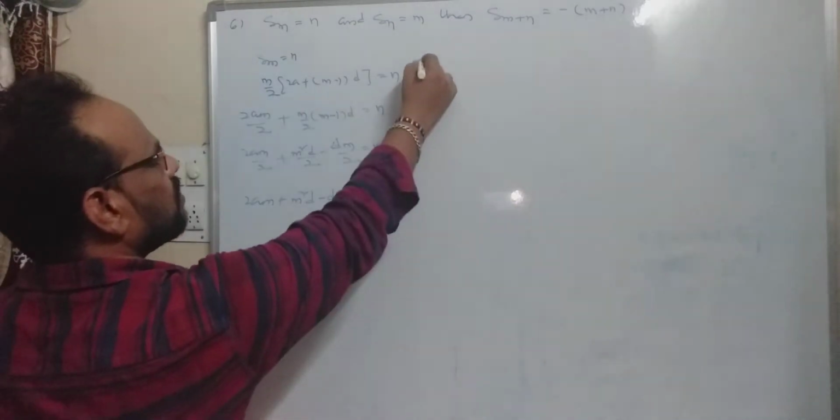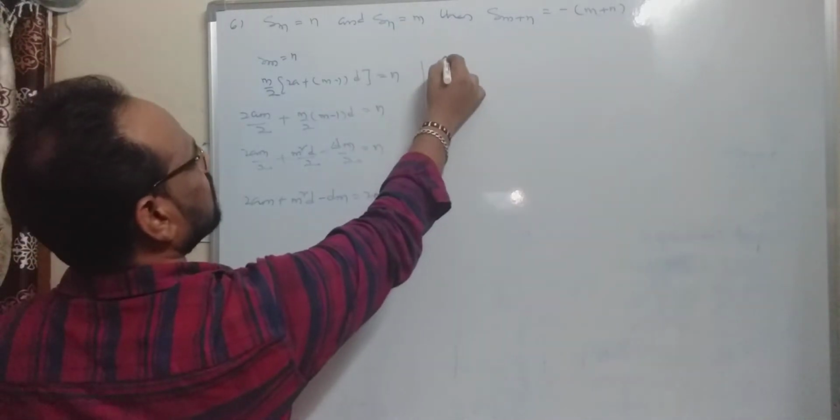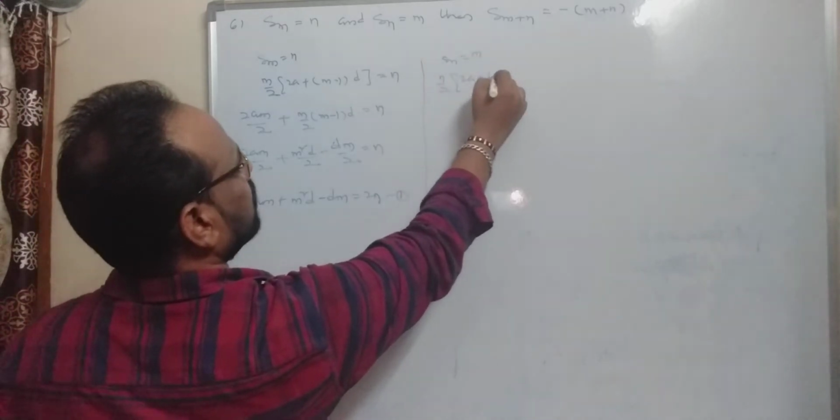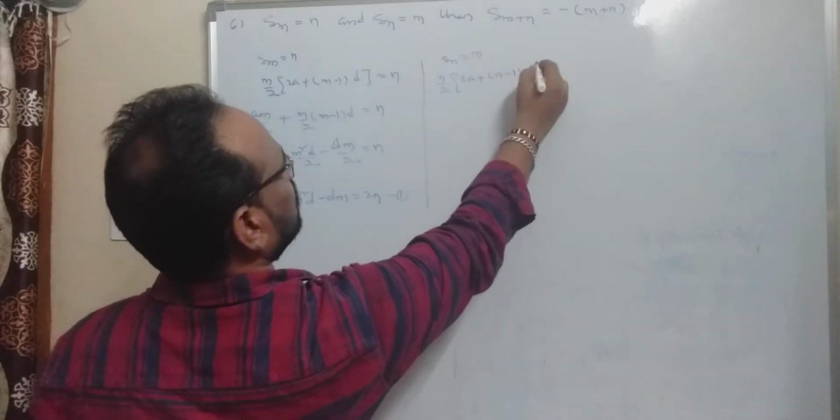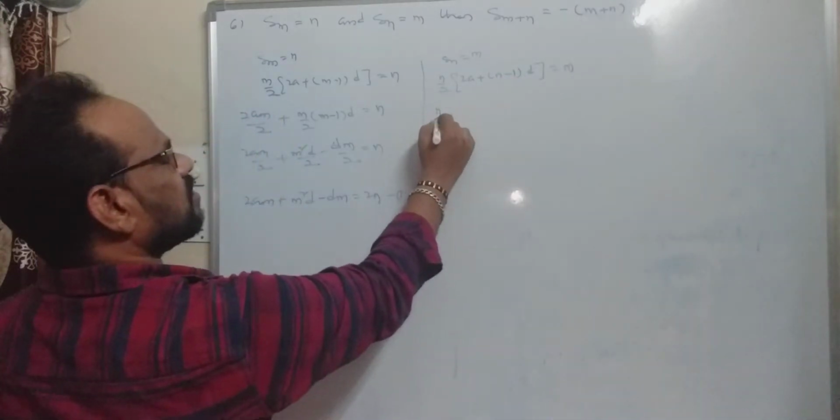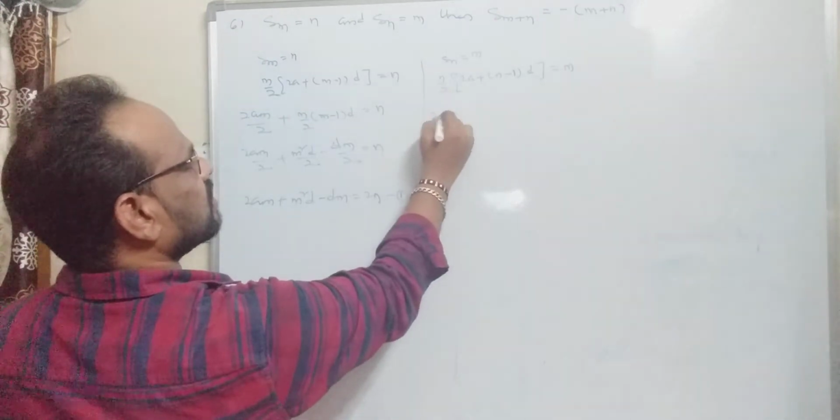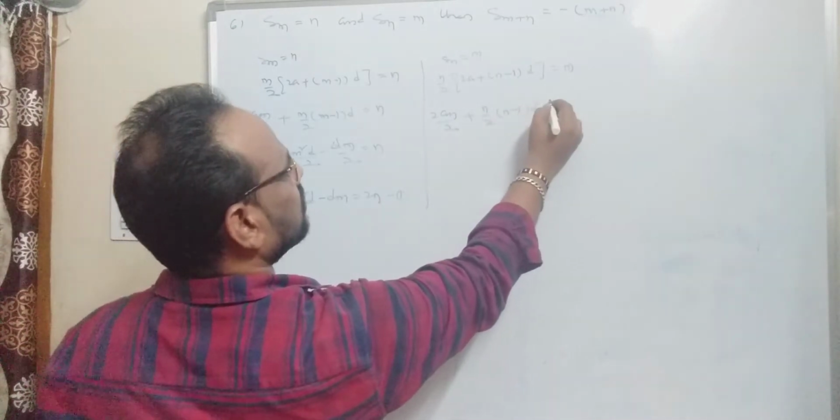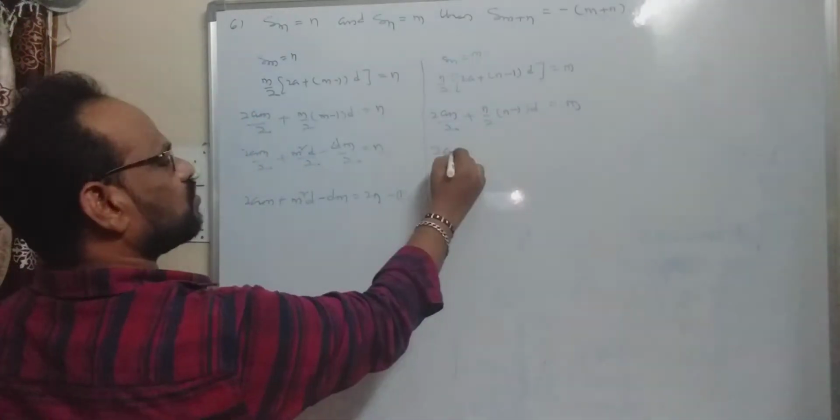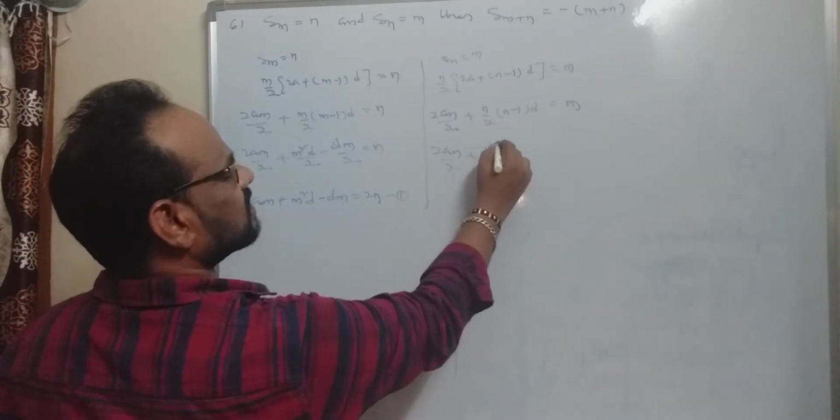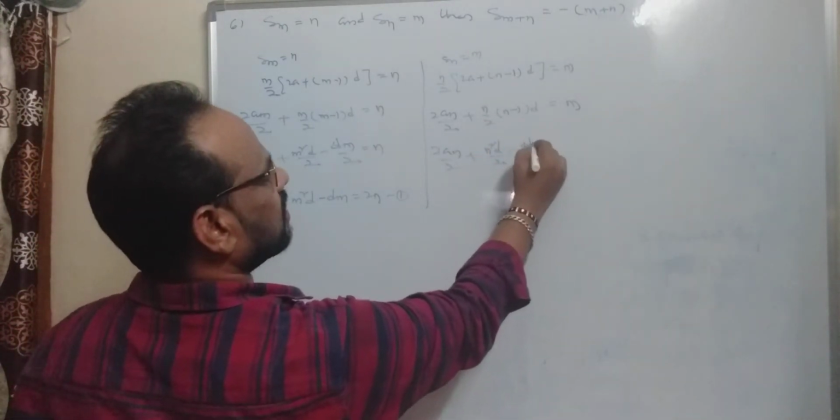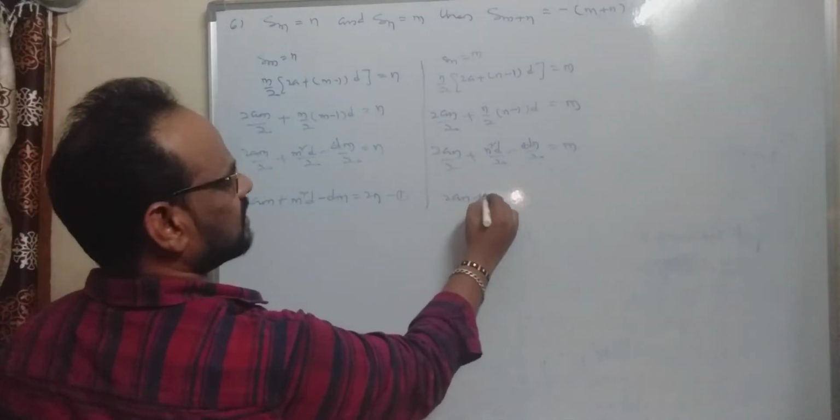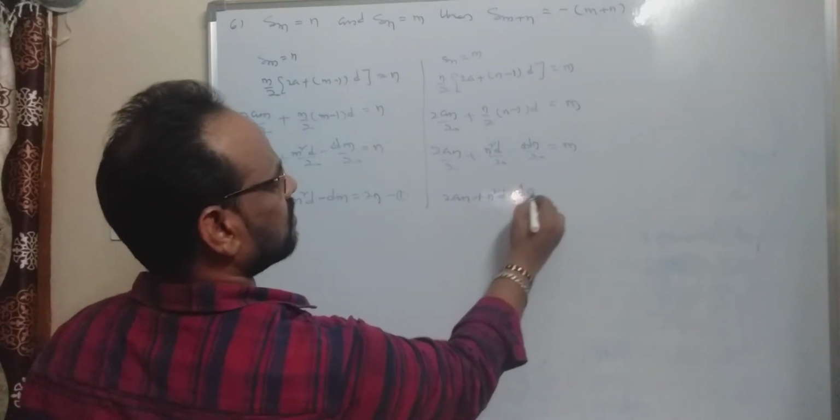This is equation number 1. Also, here Sn is equal to m. That means Sn equals m means n by 2 into (2a plus (n minus 1) into d) is nothing but m. N by 2 into 2a, that is 2an by 2, plus n by 2 into (n minus 1) into d is equal to m. That is 2an by 2 plus (n square d by 2 minus dn by 2) is equal to m. If you do LCM, 2an plus n square d minus dn is equal to 2m.